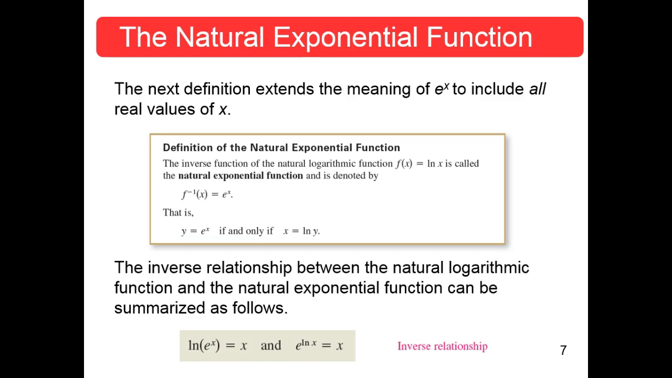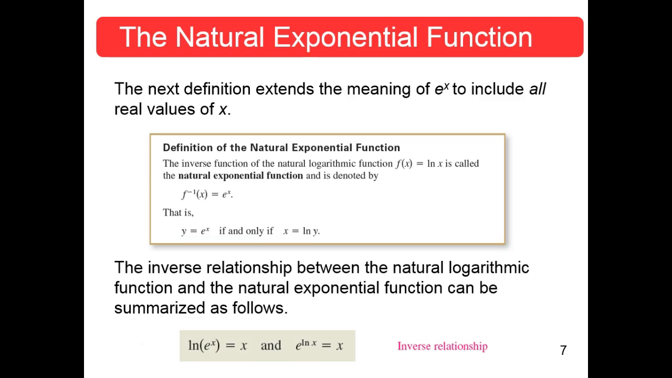The inverse function of the natural logarithmic function, f of x equals log x, is called the natural exponential function, and is denoted by f inverse of, when f is log x, f inverse is e to the x. That is, y is equal to e to the x if and only if, taking the log of both sides, log of y is equal to x. The inverse relationship between the natural logarithm and its natural exponential function can be summarized this way, and this, by the way, is always true.